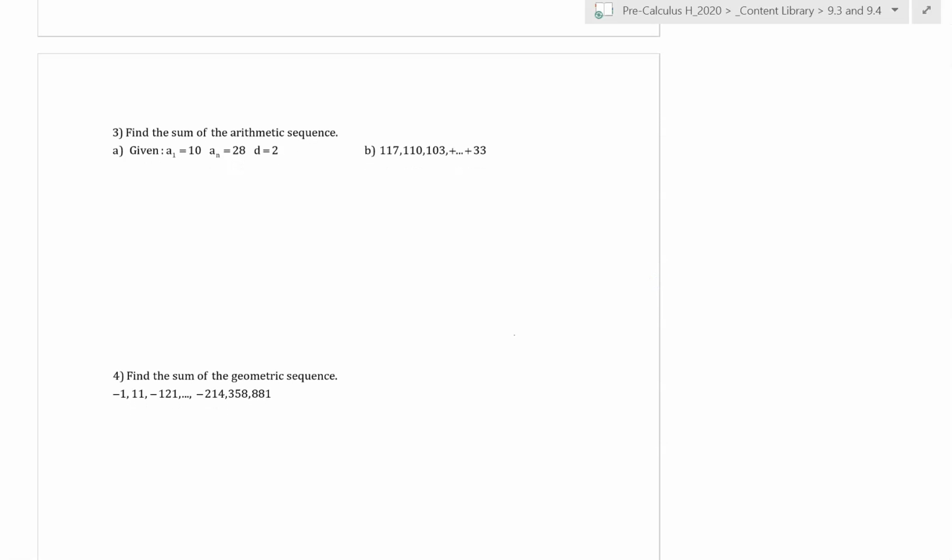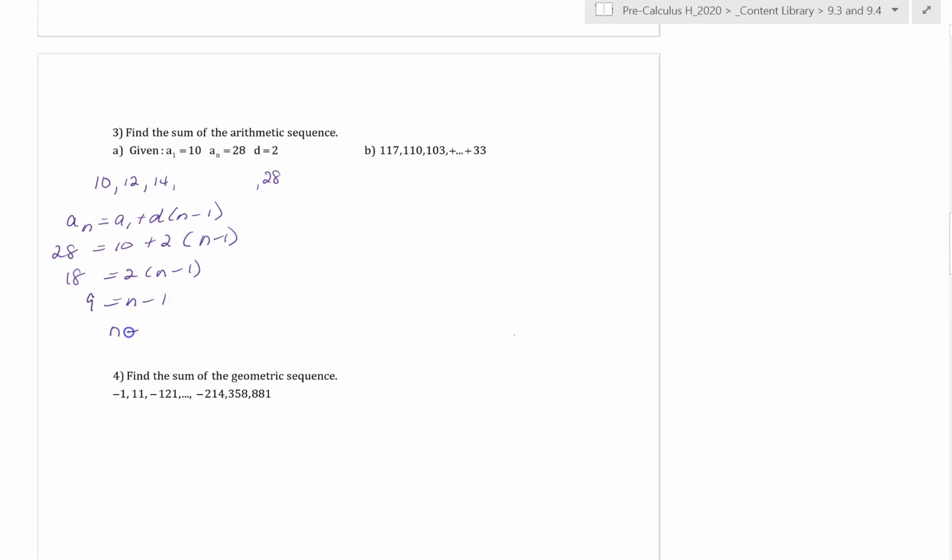So if I want to find the sum of the arithmetic sequence, notice the first term is 10. The common difference is 2, so you can generate a few terms if you want. And notice that the nth term is 28. The problem is we don't know how many terms we are adding. So the first thing you have to do, since it's arithmetic, I can use this formula that we've learned for arithmetic sequences. Let's consider the nth term is 28. The first term is 10, the common difference is 2, and we need to find n.